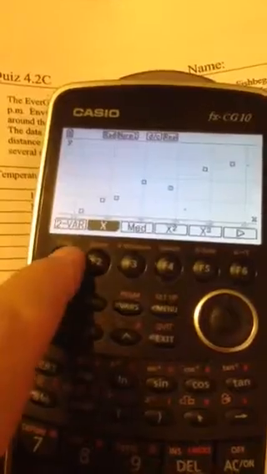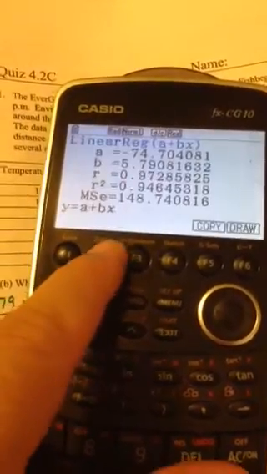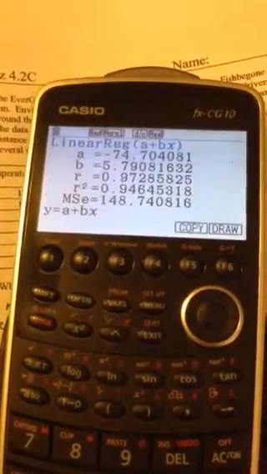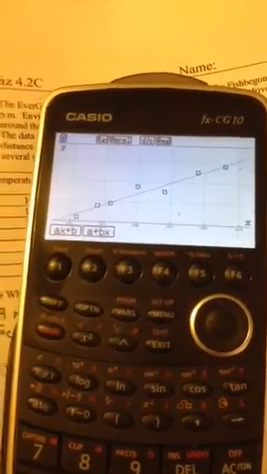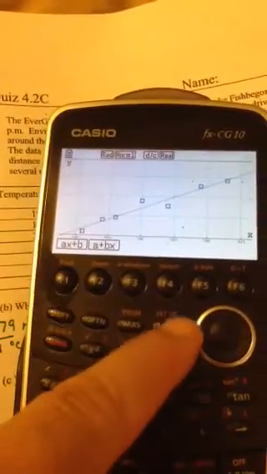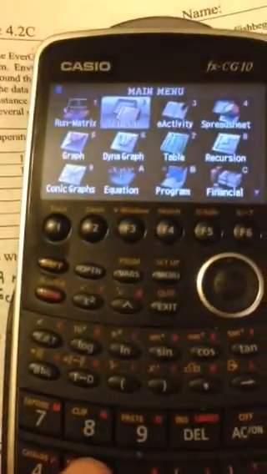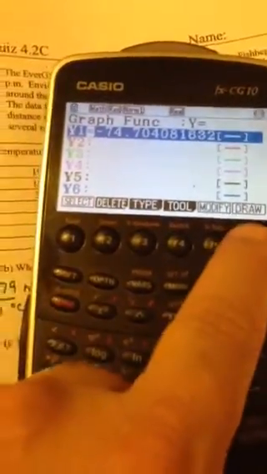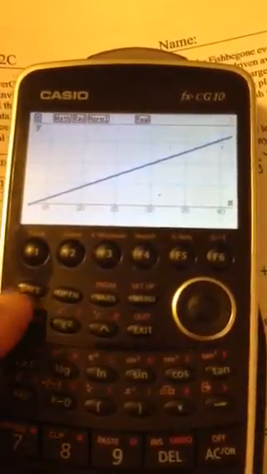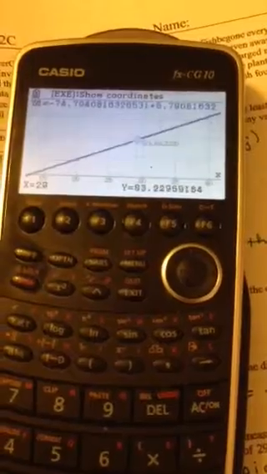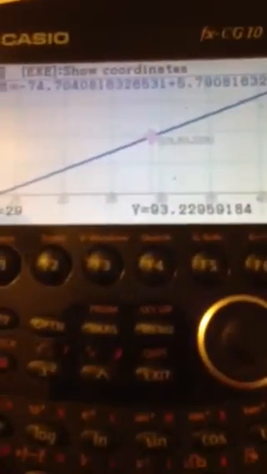Another way we can do it is calculate x, a plus bx, copy, notice it's already in there from previous, enter, and then draw. Now remember, you can't do your shift trace here. You have to go to menu number 5, and then you have to select that. You have to draw, and then that's where you can do your shift trace. And of course, like we did when x was 29, we could figure out what the value of y was.